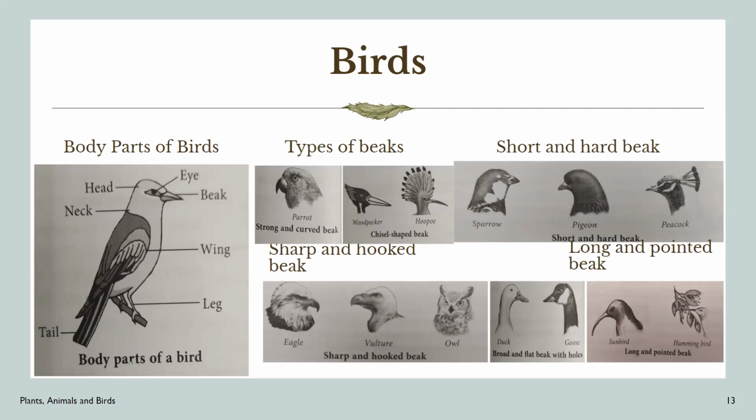Got it? Now they have hooked beaks. Why do they want hooked beaks? Because they have to tear the flesh. They have to tear the flesh of the animals.